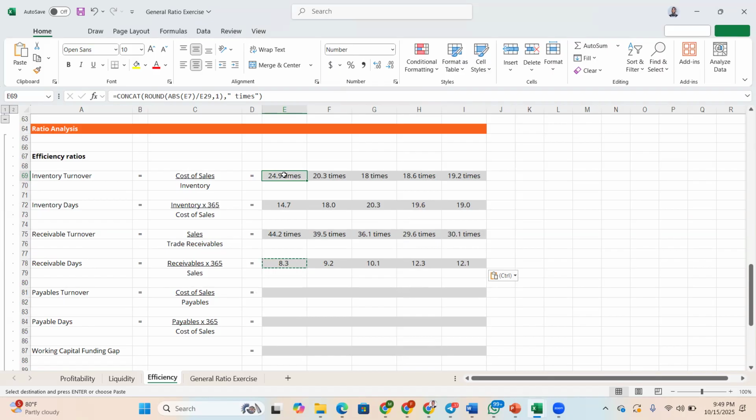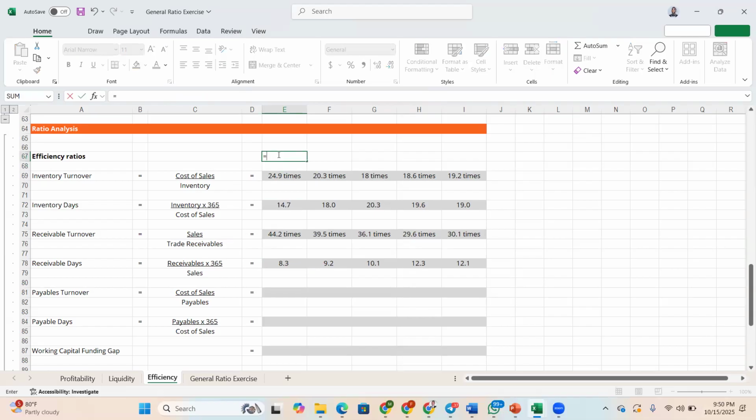Yes. Okay, good. So, inventory turnover is cost of sales divided by inventory. So we are looking at how long it will take us to turn over our inventory in a year. So it says 24.9 times. Now, if you come here and say 365 divided by 14.7, you get 24.9 also. You get 24.9, which is exactly what we have here.